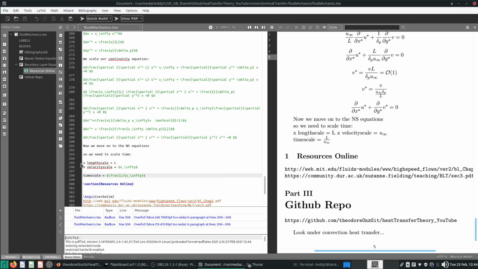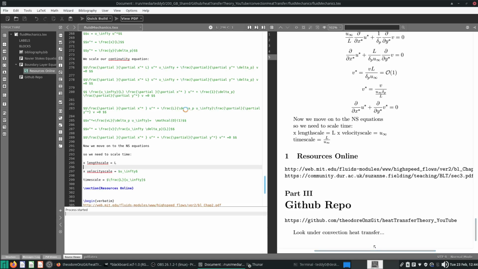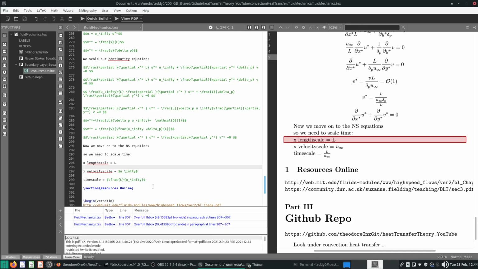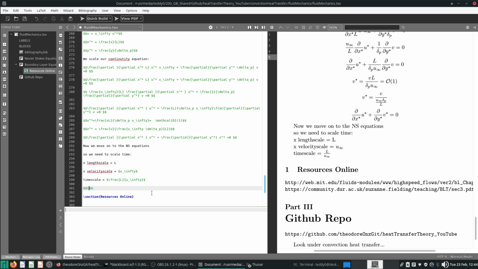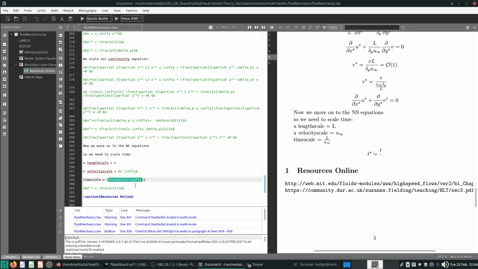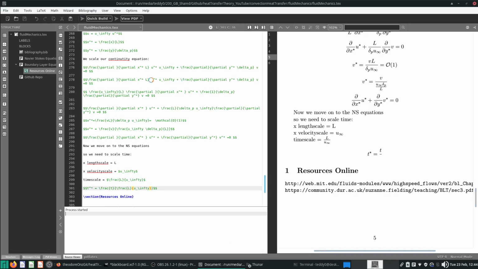Maybe I should center it, but this is basically how you would do it. The time scale can be given as such. So let's do t star. We're going to do t star equals t over the time scale, which is this over here. That's how we scale time.